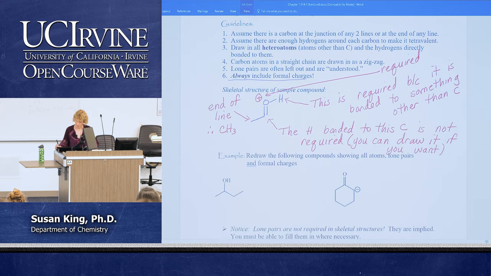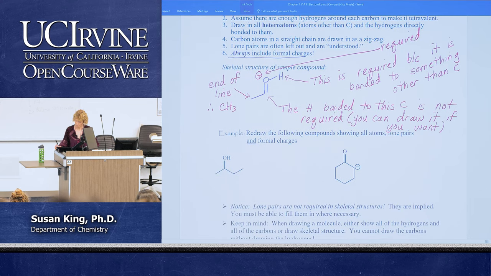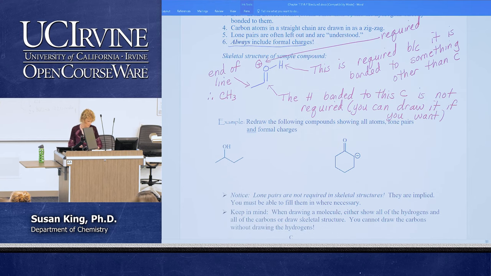All right, so let's redraw the following compound showing all atoms, lone pairs, and formal charges. Okay, so I'm looking at this carbon right here. That carbon right here is bonded to three things. It's at the juncture of two lines. That means that there's a hydrogen there. So let's draw all of the atoms in.